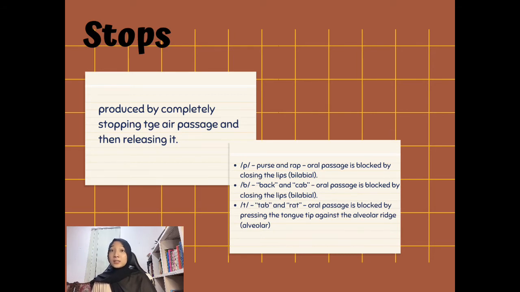Example: p, as in purse and rap. Oral passage is blocked by closing the lips, and the name is bilabial. B, the example back and cap. Oral passage is blocked by closing the lips, and the name is bilabial too. 3. There is t, the example tap and rat. Oral passage is blocked by pressing the tongue tip against the alveolar ridge, or alveolar.